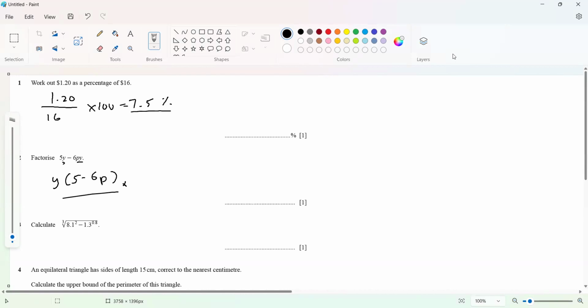For number 3, it is just calculator work. So we can just input the cube root of 8.1 square minus 1.3 to the power of 0.8. So we take our answer to 3 significant figures, which is 4.01.